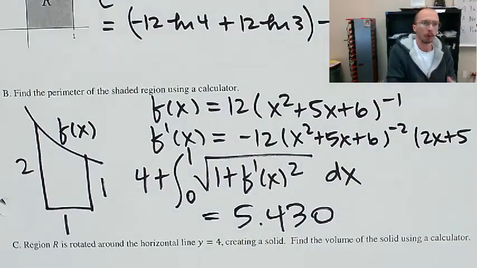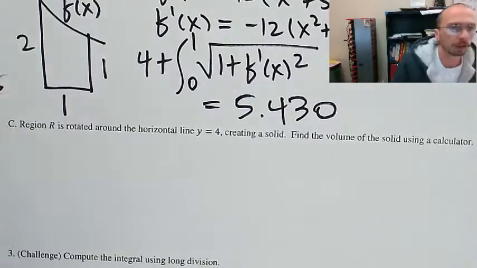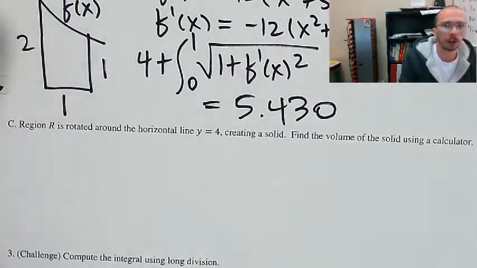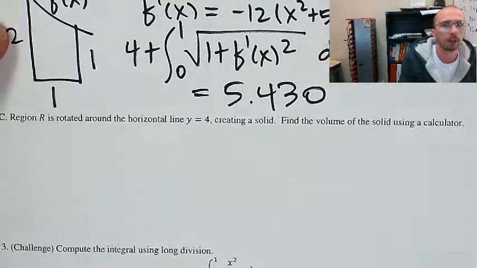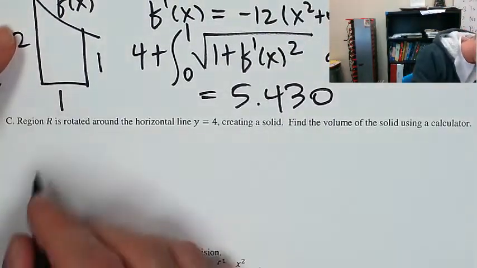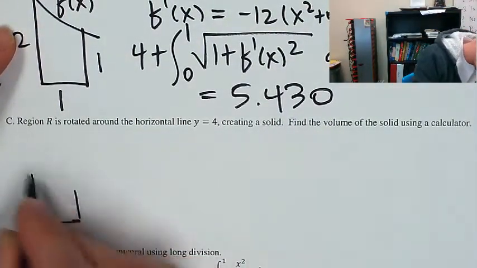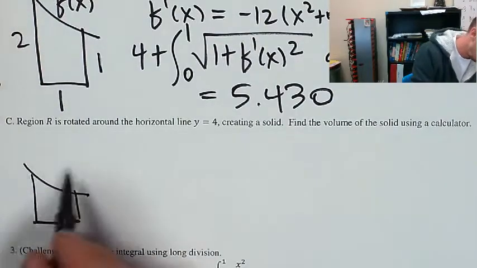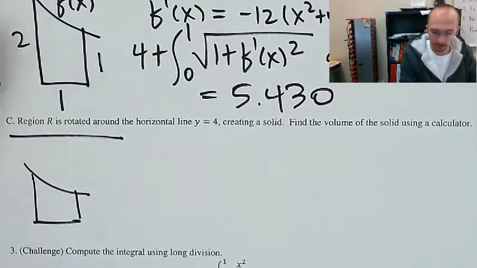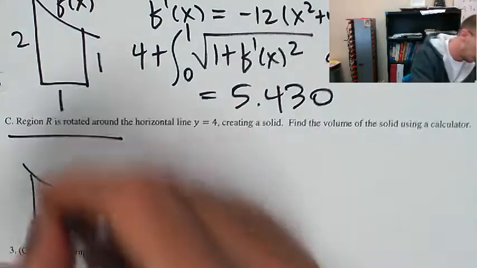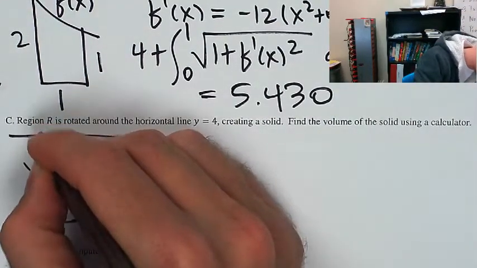Okay, now region R is going to be rotated around the horizontal line y equals 4, creating a solid. Find the volume of the solid using a calculator. So I'm going to reproduce the region. Y equals 4 would be up there. This is going to require 2 radii because it's a washer scenario. It's going to have hollowness to it.